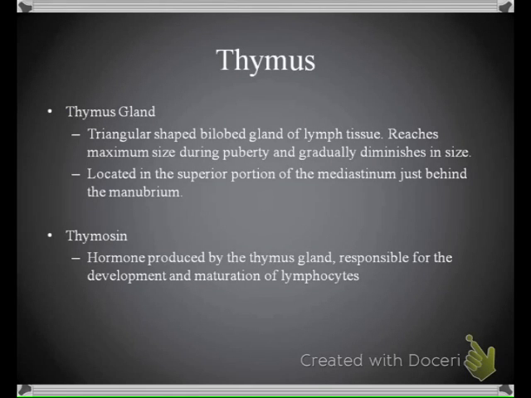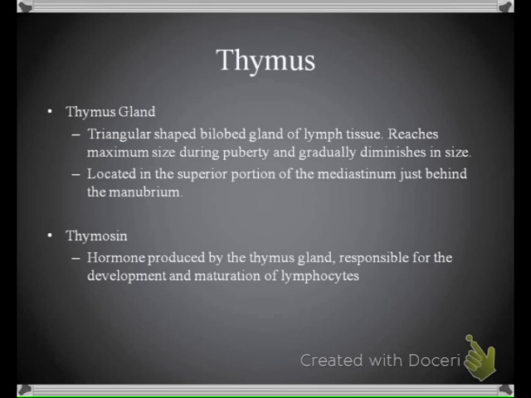So that brings us to the thymus. The thymus is a triangular shaped bilobed gland of lymph tissue. It reaches maximum size during puberty and gradually diminishes in size after that. It's located in the superior portion of the mediastinum, just behind the manubrium. It produces a hormone called thymosin, which is responsible for the development and maturation of lymphocytes.